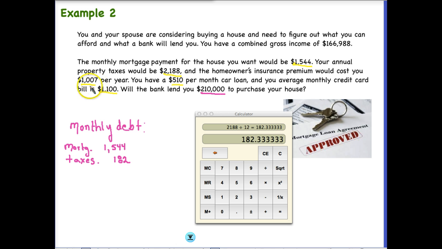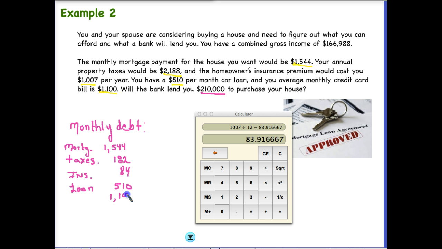We also have homeowner's insurance premium, again, another estimate based on our future house. So $1,007 divided by 12 gives us, we're just again going to round to approximately $84. And this is our insurance. You have a $510 per month car loan. So we have a loan of $510. And your average monthly credit card bill is $1,100.